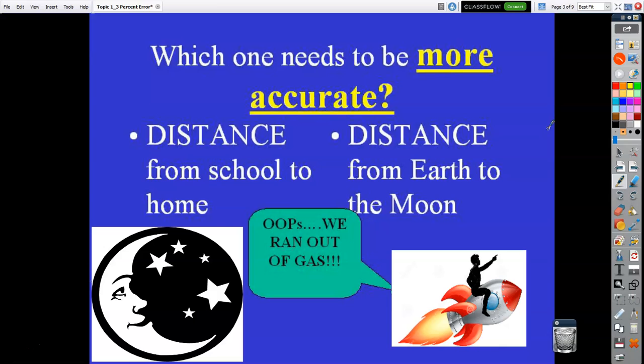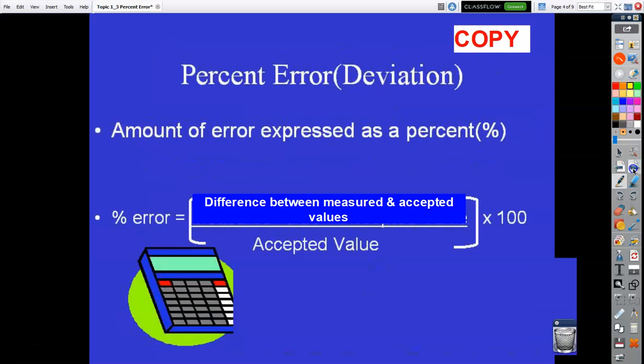How much accuracy do they need when they take off or land an airplane, or a train conductor, or a taxi driver, bus driver, when they have passengers on their bus? So accuracy is definitely going to depend on the situation you're in. So that's something to think about.